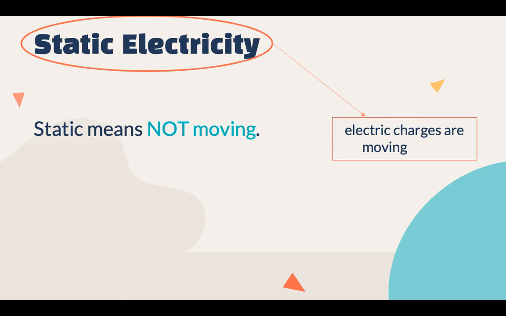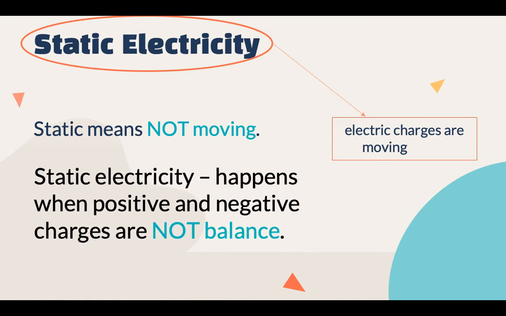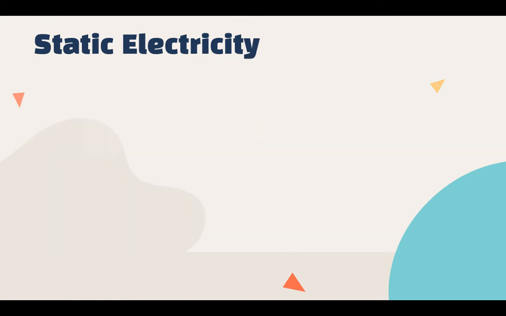We might ask ourselves, how does static electricity happen? Well, it happens when positive and negative charges are not balanced. You can actually relate it to a force. When there is an unbalanced force, there is a movement created. You might have experienced a jolt of electricity that startles you when you walk on the carpet and touch a doorknob.